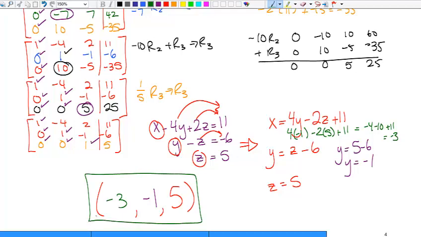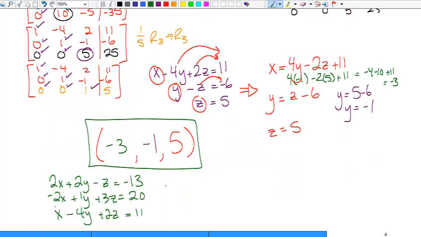If you want, you can go one step further and check your work. So I went ahead and rewrote it down here just so it would be a little bit easier for us. So if you want to check your work, and you don't necessarily have to, you can take your x, your y, and your z and plug it in and make sure that it equals what it's supposed to equal. So I have 2 times -3, because that's my x, is -6. 2 times -1 is -2. And -6 minus 2 is -8 minus 5 is -13. And yes, that works. Let's try the next one.